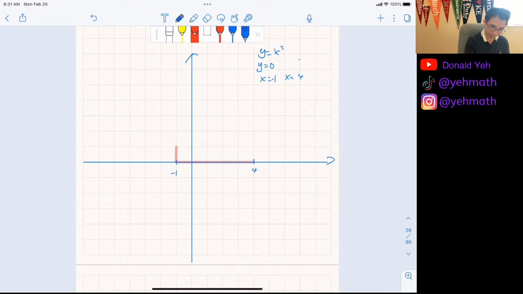I'm going to use a scale of 4, because I don't have enough room to draw 16 boxes. So 4, 8, 12. So 4, 4 is going to be right here. So this is going to be bounded.